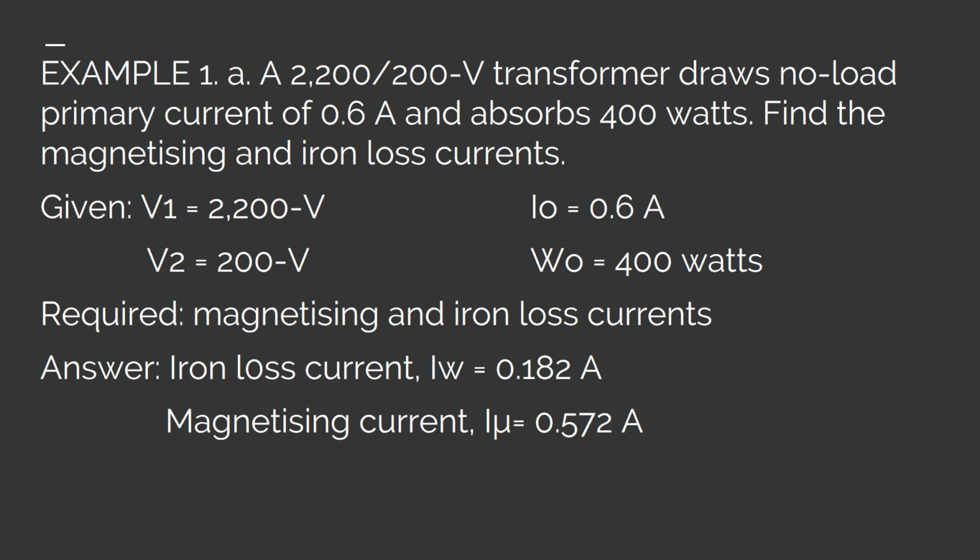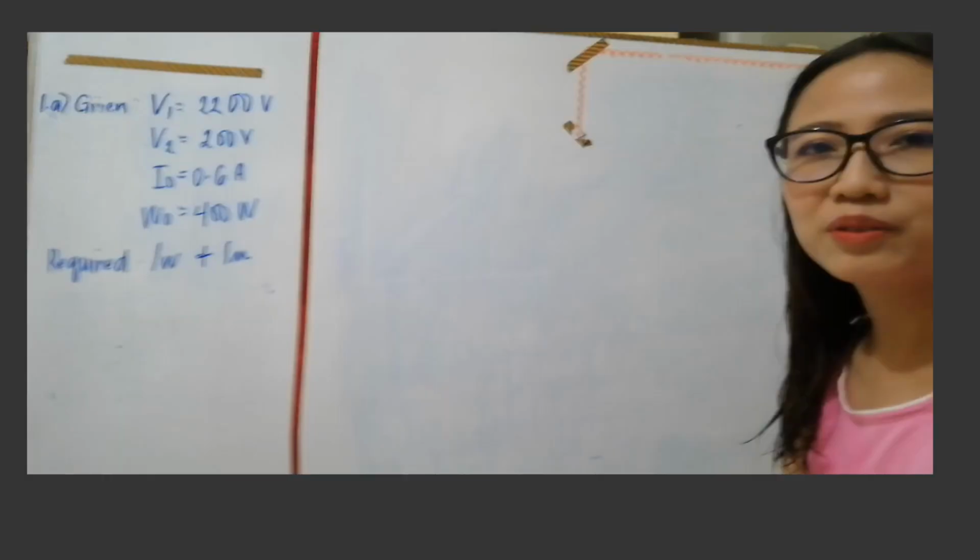Then we also have the no-load input current, which is 0.6 ampere, and the no-load input power, which is equal to 400 watts. We are required to compute for the magnetizing and iron loss current.